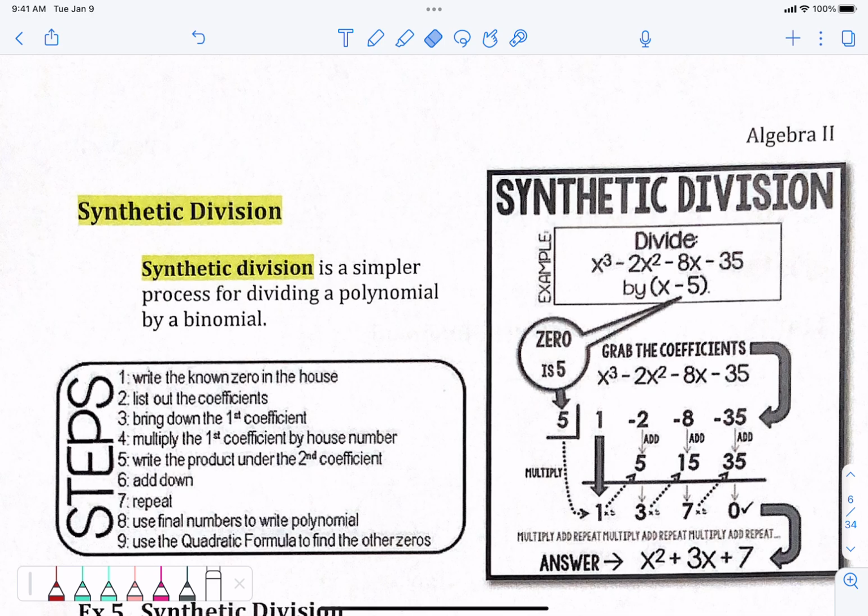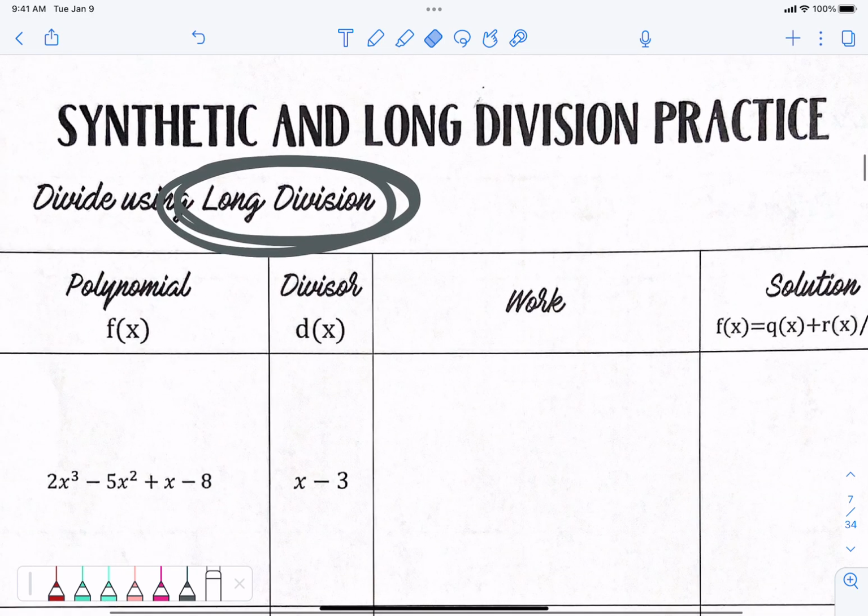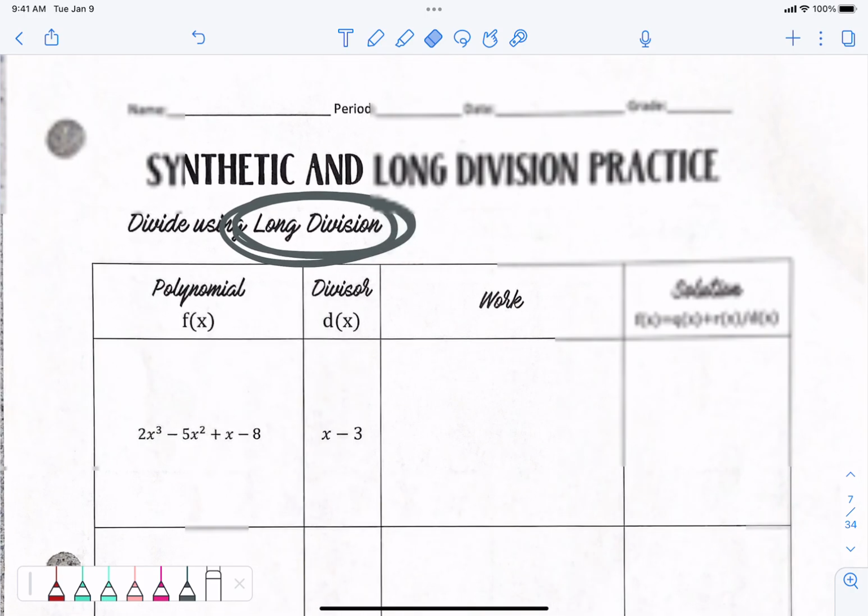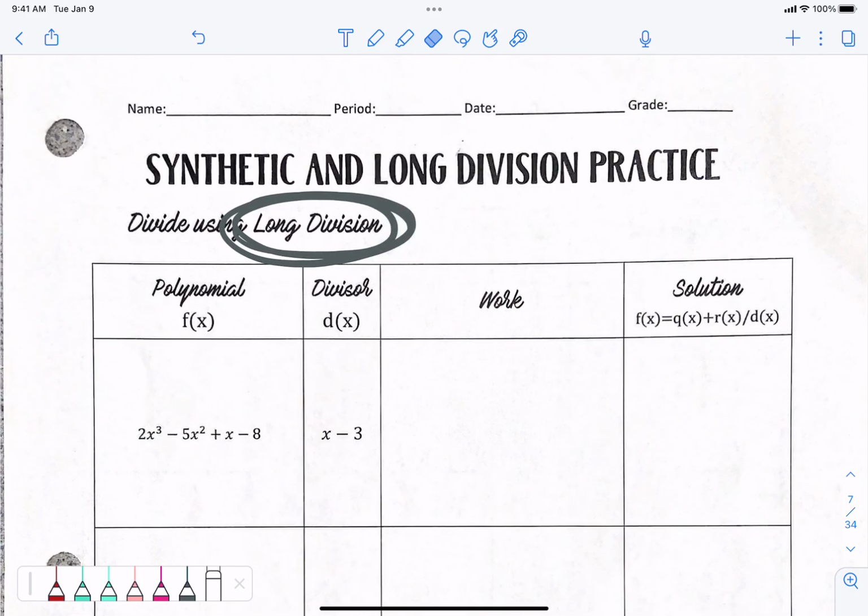For homework, the homework is also separated into 2 pieces. I want you to look at this homework sheet, and at the top, circle the words long division. Do you see where I have circled them?